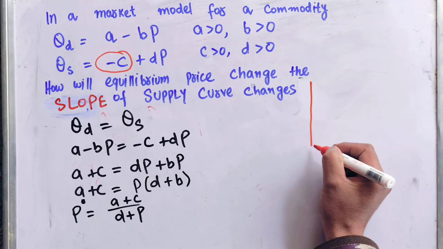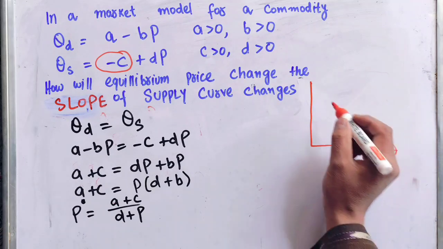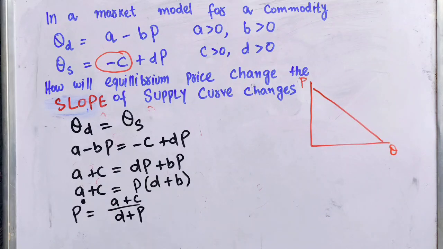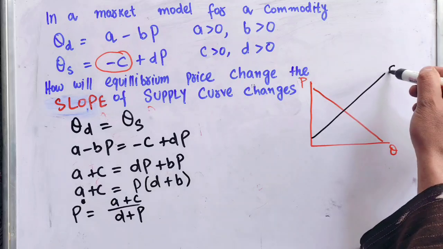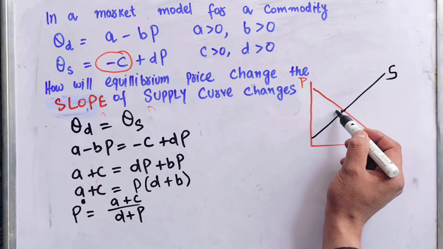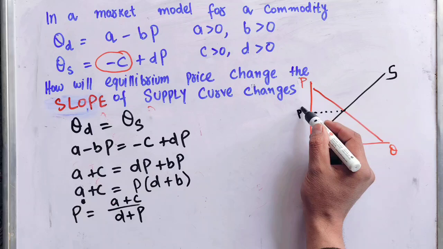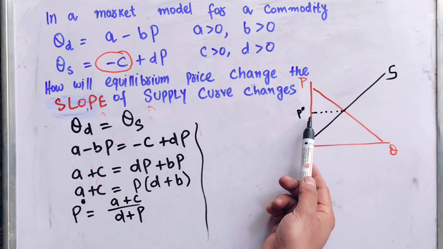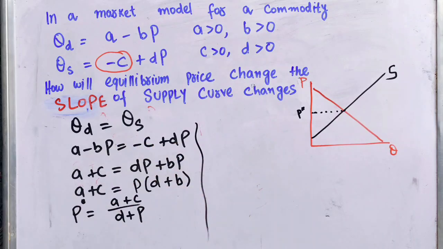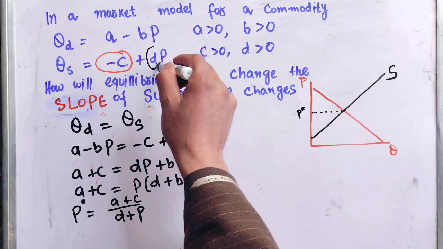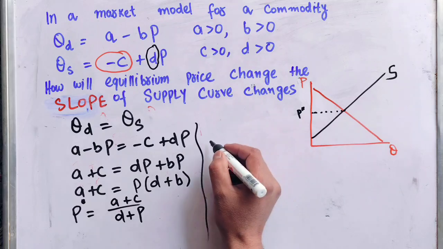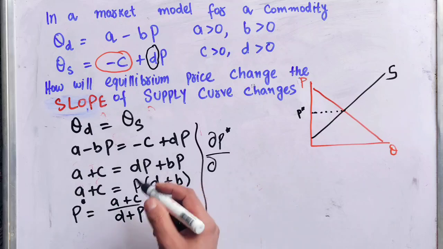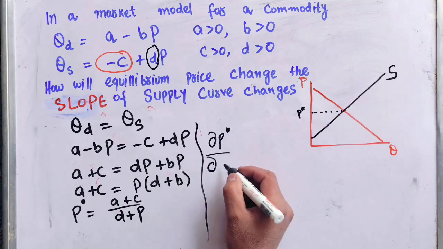Graphically, if I draw a simple graph, we have quantity on the horizontal axis, price on the vertical axis, the usual downward sloping demand curve, and an upward sloping supply curve. Initially, equilibrium is achieved at this point, that is P star. Now, how will this equilibrium price change when the slope of the supply curve changes? What is the slope of the supply curve? That is D. So we need to find the change in the equilibrium price due to the change in the slope. Slope is D, so we have D here.